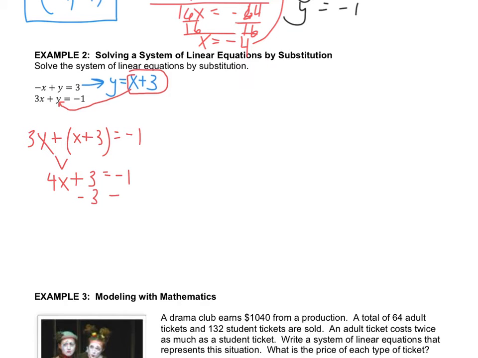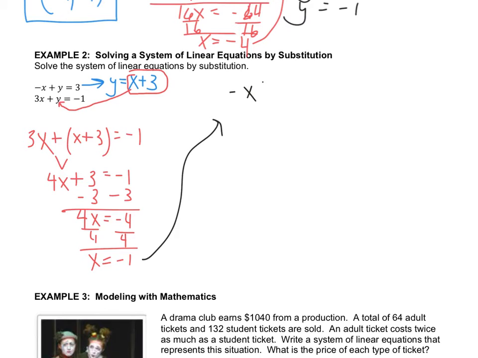Subtract 3 from both sides. I get 4x equals negative 4. Divide by 4. X equals negative 1. Again, that's not my final answer. That's just part of my answer. So I'm going to pick the first equation. So we would go with the negative x plus y equals 3.